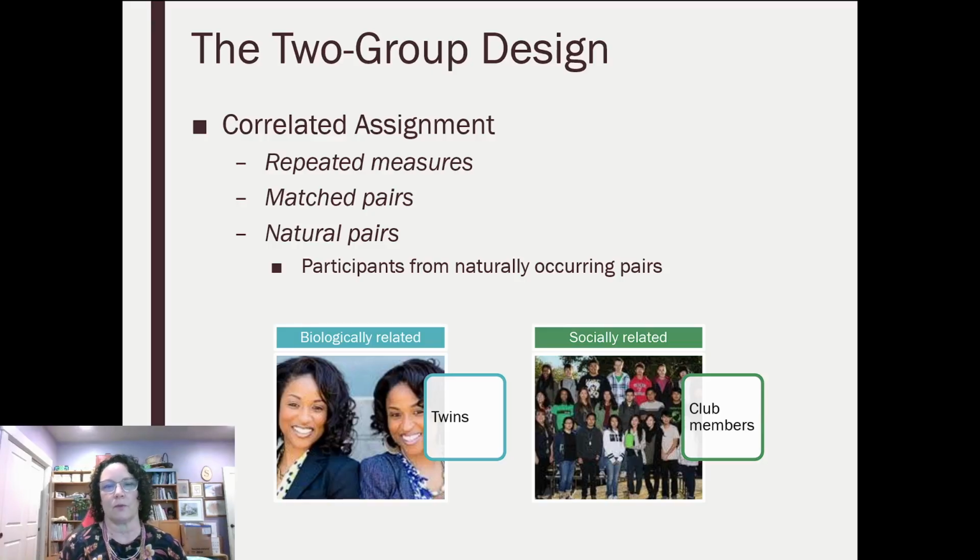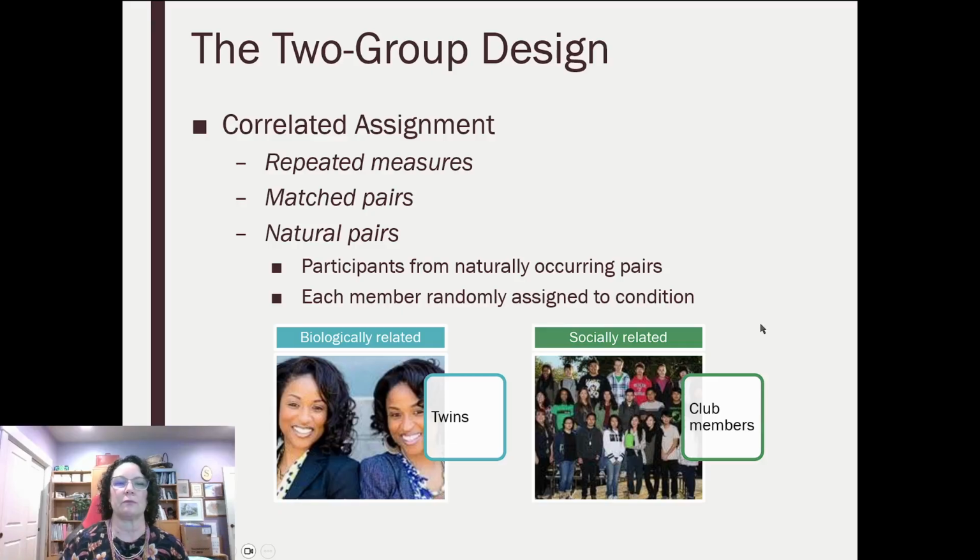They do the same kind of thing with social relationships, like club members or something. Okay, so maybe we know that we have some people who belong to this club and some people who belong to that club. Well, let's pair them up and distribute them equally between the groups so that we can get rid of that confound. So natural pairs and matched pairs are very similar. The exact procedure is exactly the same. It's just that in natural pairs, you didn't have to pair them up yourself. They already came to you like that.